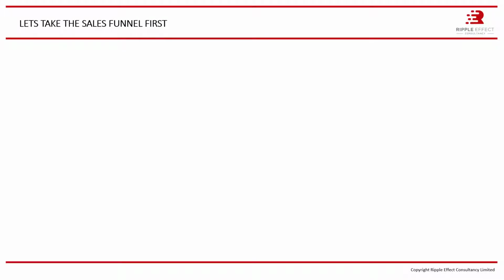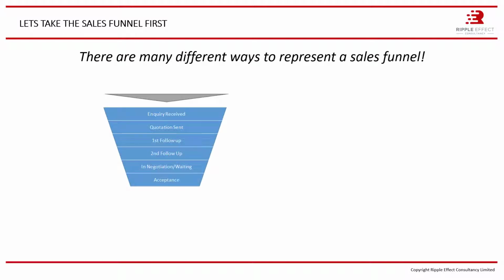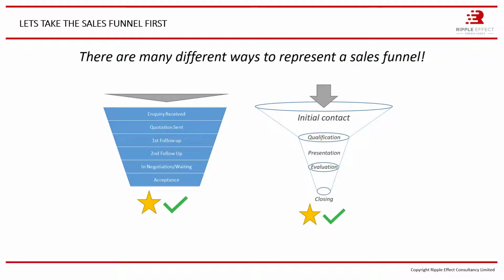Let's take the sales funnel first. There are many different ways to represent a sales funnel and the different steps. Inquiry received all the way to selling the project. Or we have initial contacts and at the end we sold something. So what are our goals in regards to our sales funnel? Should they look like the one above?